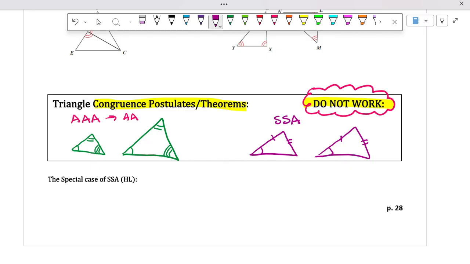So that's why side angle side works. All right, this angle does not control this side's size. So that's why SSA can't work.